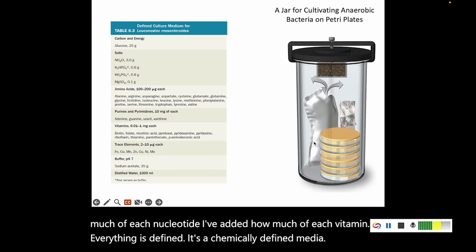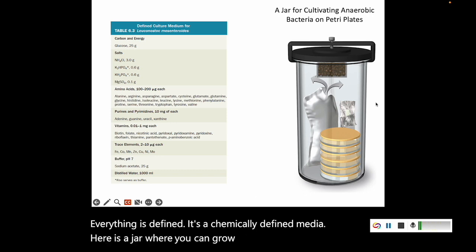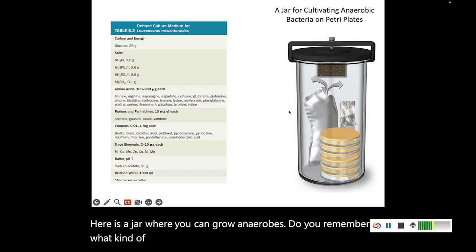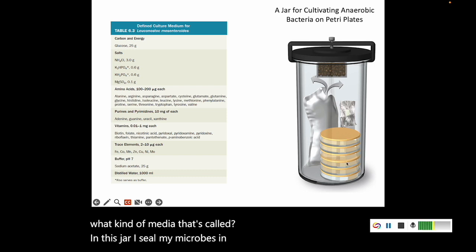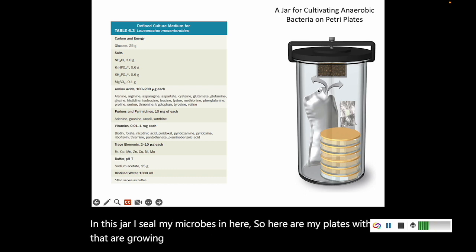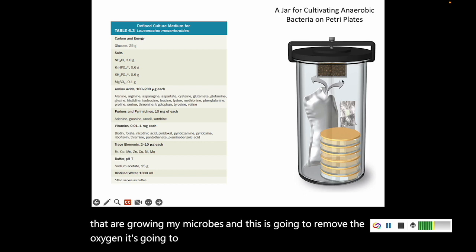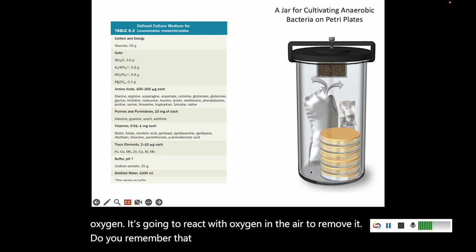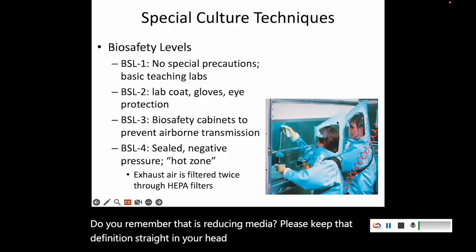Here is a jar where you can grow anaerobes. Do you remember what kind of media that's called? In this jar, I seal my microbes in here. So here are my plates that are growing my microbes. And this is going to remove the oxygen. It's going to react with oxygen in the air to remove it. Do you remember? That is reducing media. Please keep that definition straight in your head.